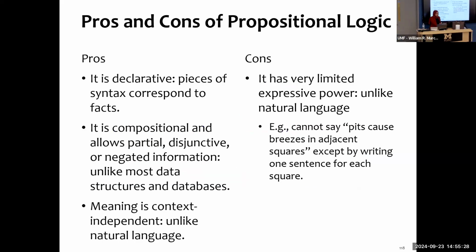Now the main advantage of all this is that it is declarative, which means we have pieces of syntax that correspond to facts, and that's clear, okay? It is compositional and allows partial, disjunctive, or negated information, unlike most data structures and databases. So this is another strength point. And the meaning is context independent, unlike natural language.